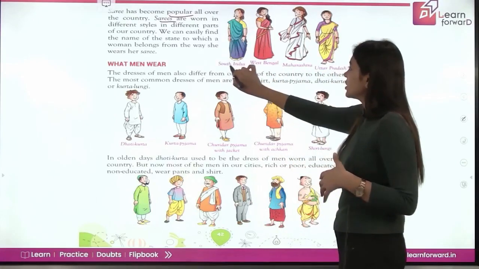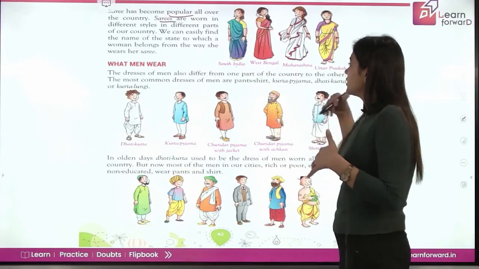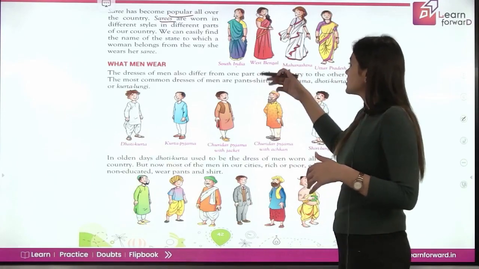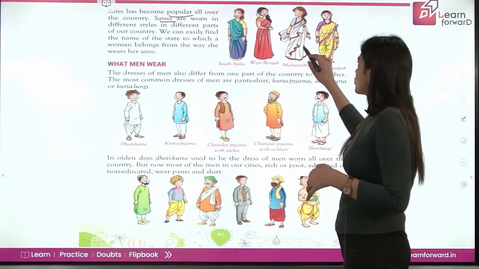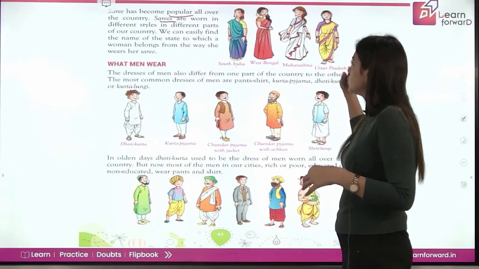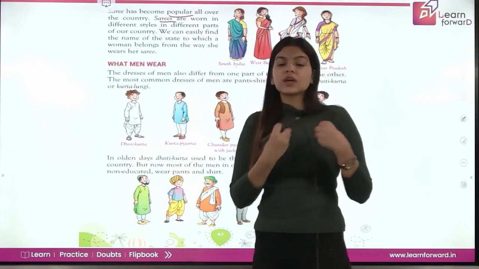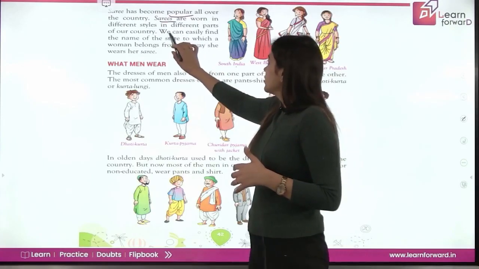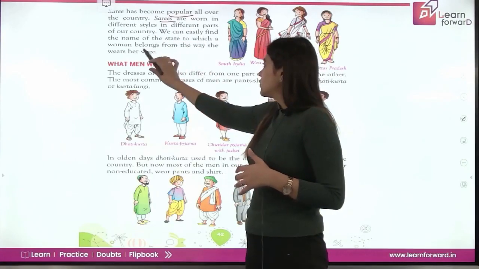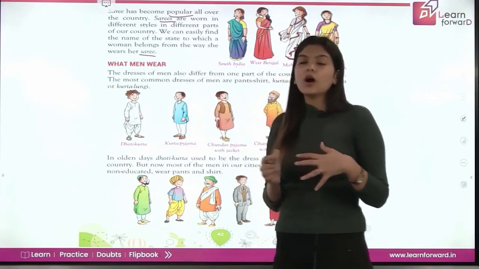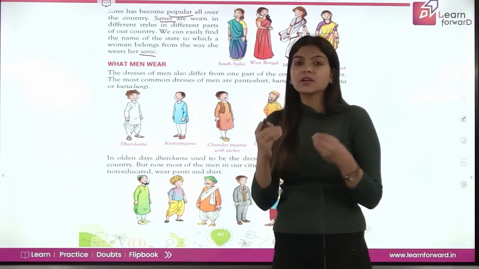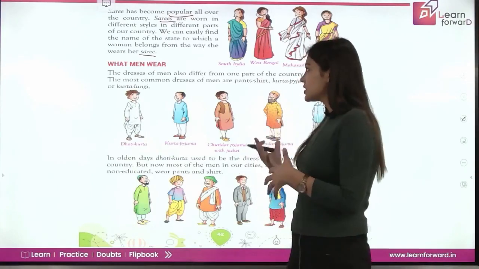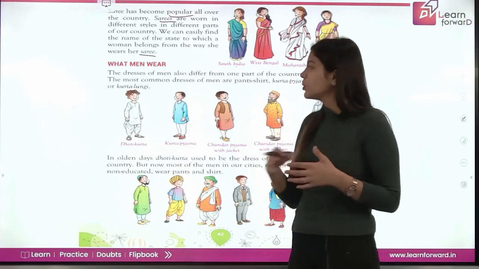So in South India you can see a woman wearing a sari and she is draping the sari from the shoulder. In West Bengal the sari is draped over the shoulder. In Maharashtra also, and in Uttar Pradesh the sari is worn like a dhoti. So these are some different styles used in different parts of the country. We can easily find the name of the state to which a woman belongs from the way she wears a sari. You can look at how a woman has draped her sari, and from that you can recognise which state she belongs to.